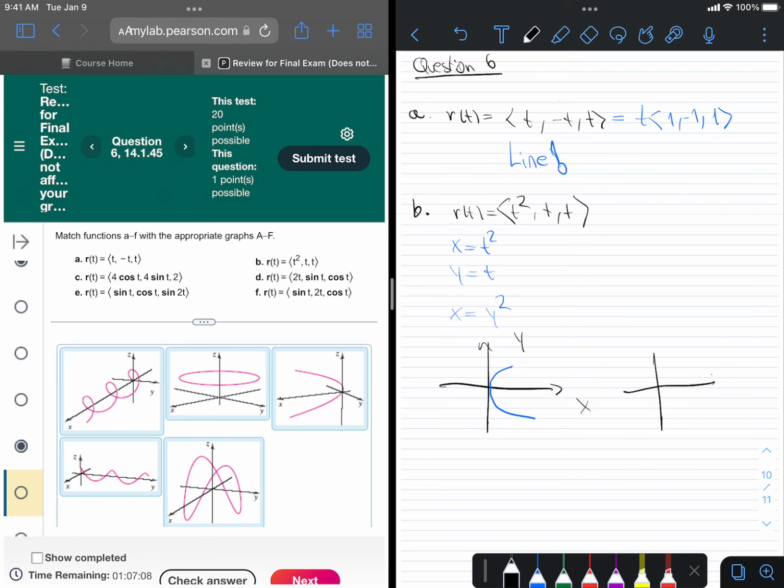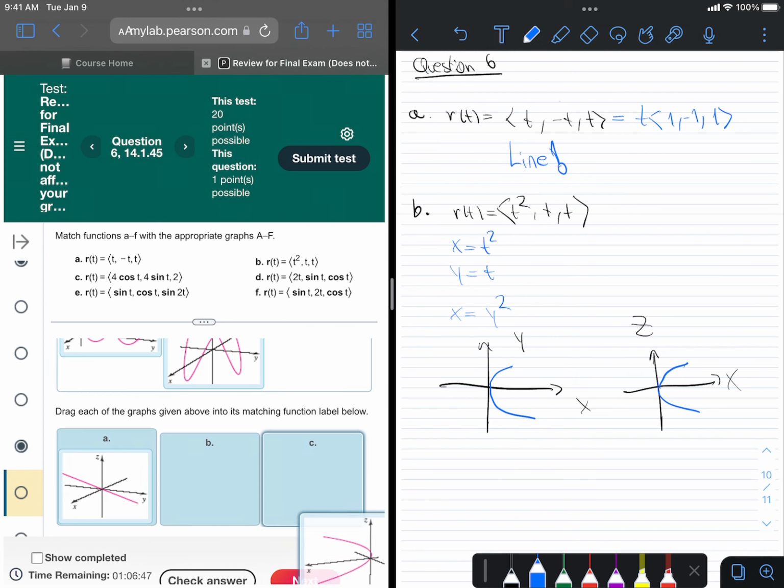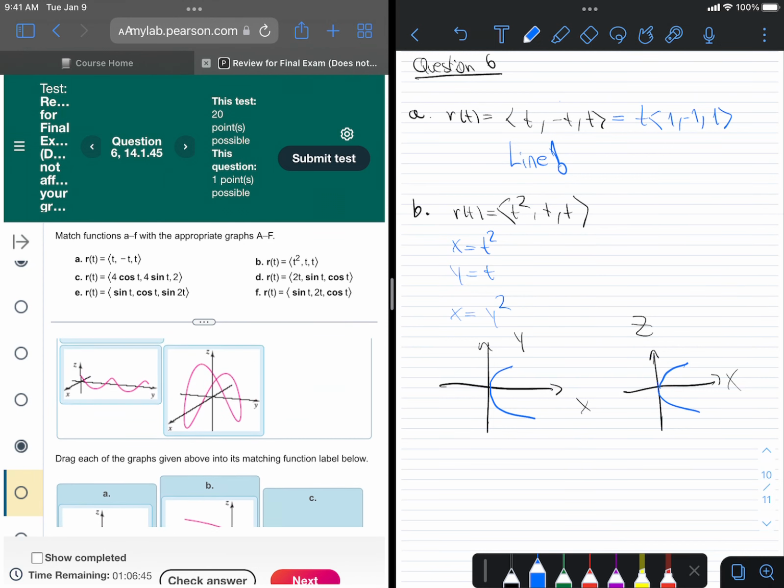And similarly, because y and z are the same, the xz graph will also be a horizontal parabola this way. The only curve that seems to satisfy these traces is the third one there. So that is B.